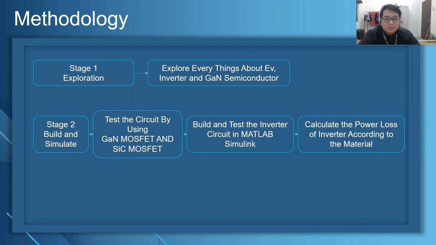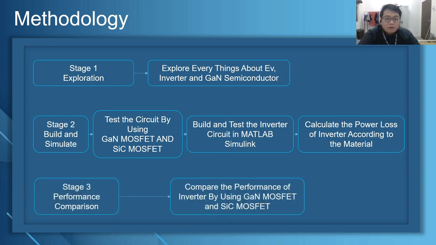In this stage, I will test the circuit by using the gallium nitride MOSFET and also the silicon carbide MOSFET. Next, I will build and test the inverter circuit in Matlab Simulink. And lastly, I will calculate the power loss of the inverter according to the material. The last stage is the performance comparison, which is to compare the performance of the inverter by using gallium nitride MOSFET and also silicon carbide MOSFET.